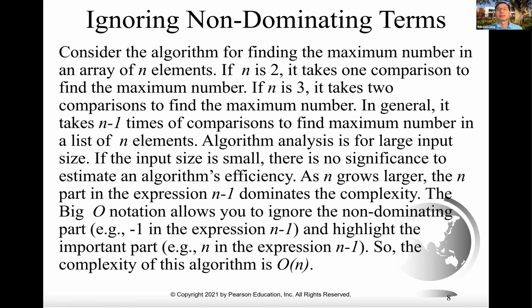You can also ignore non-dominating terms. Let's say we have this complexity, order of n minus 1. The minus 1 can be ignored, because we're going to look at the input n going to infinity, extremely large. As n grows to infinity, you only need to focus on the dominating part, which in this case is n. So order of n minus 1 is the same as order of n. We are going to ignore the non-dominating, smaller parts and only focus on the large part of the expression.